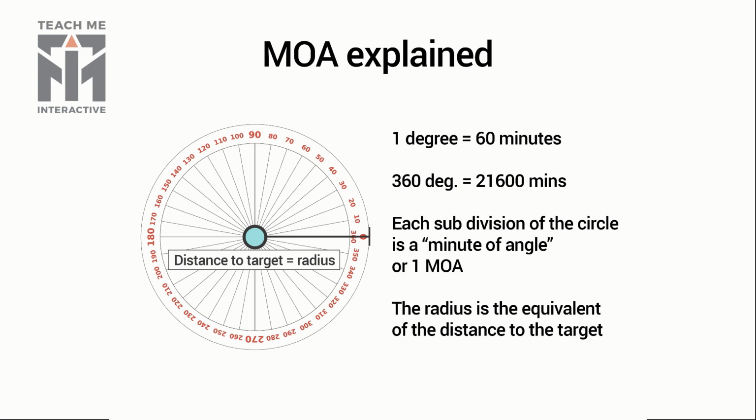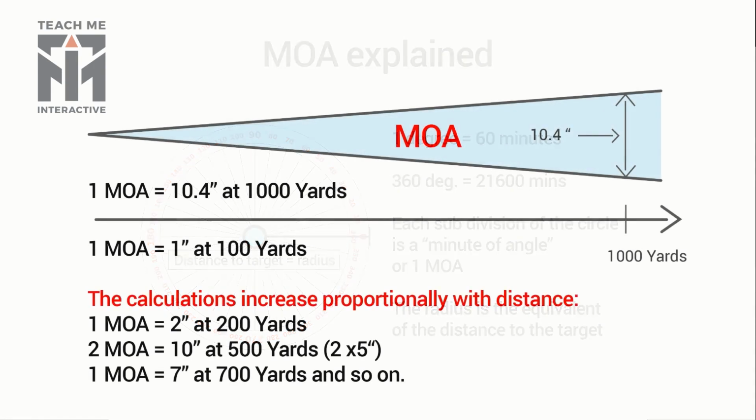And that's the reason we use something like minutes of angle, because a minute of angle will enable us to make some very simple adjustments. For example, we have calculated that 1 minute of angle equals approximately, slightly larger than, 1 inch at 100 yards, or 10.4 inches at 1,000 yards.